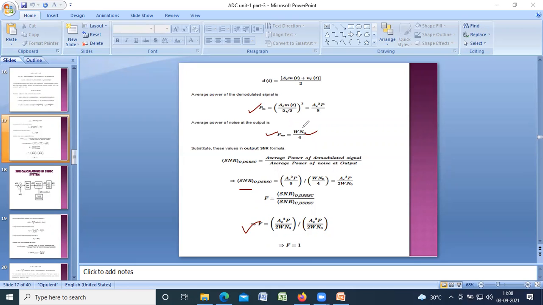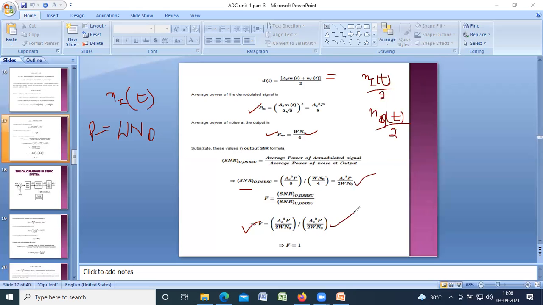Ma'am, how did W N naught divided by 4 come? See here, that is equal to AC m of t by 2 and the second is the in-phase component NIT by 2. What will the quadrature component also be? Sorry, it will be half. In the first case, the AM case we studied first, the in-phase component was NIT, so the noise power was only W N naught. Is it clear? Yes ma'am. Put all the values and achieve it.